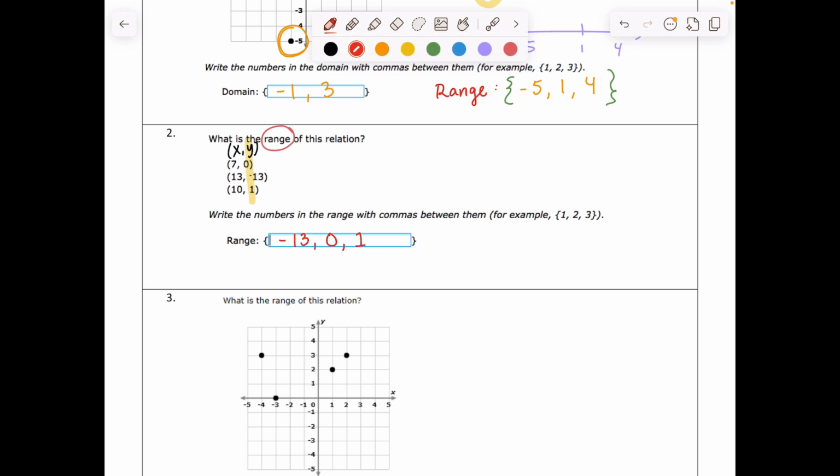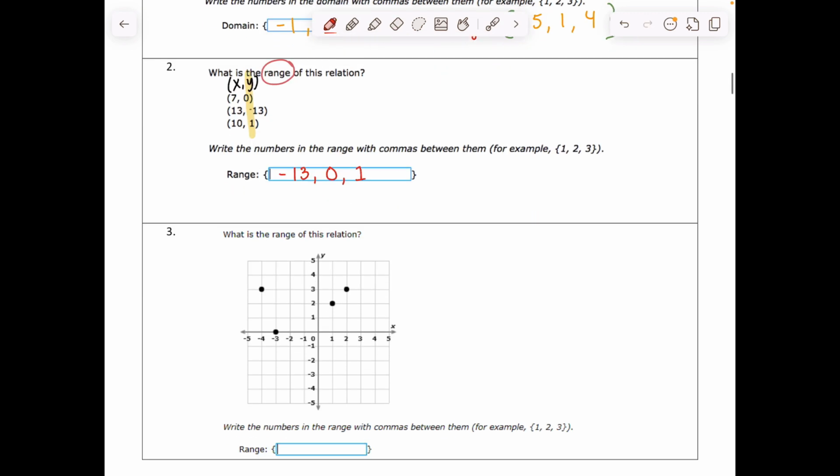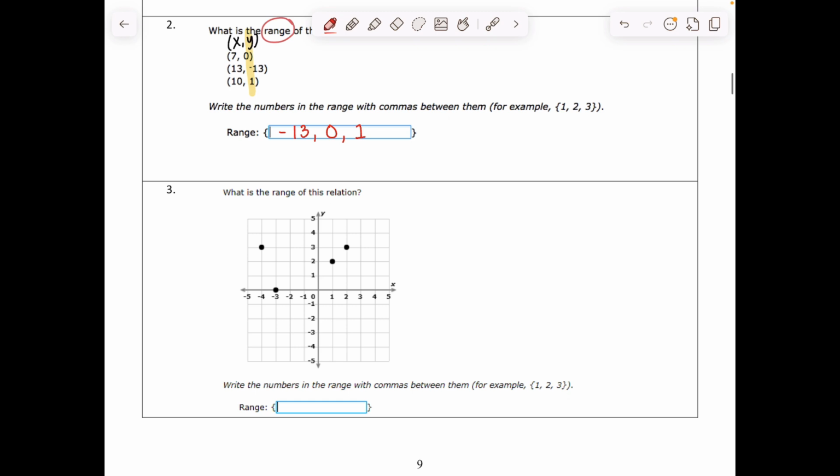So get used to that, but on a quiz, it does become a little easier if you put them in order. It's really how they should be written, even if they're not written that way in the original problem. I'd like you to write them that way.